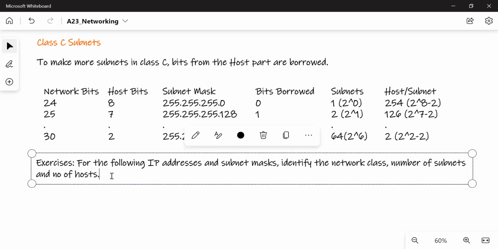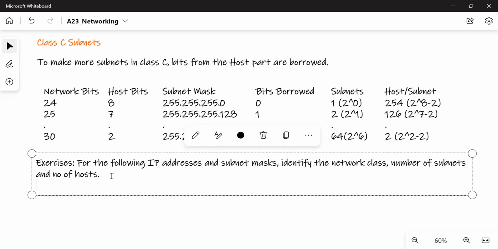So here are the IP addresses and subnet mask. So the first one, IP address 172.16.2.1, and the subnet is given 255.255.254.0, right?